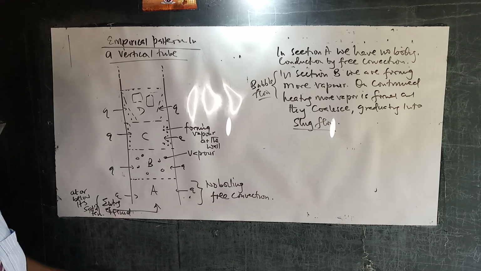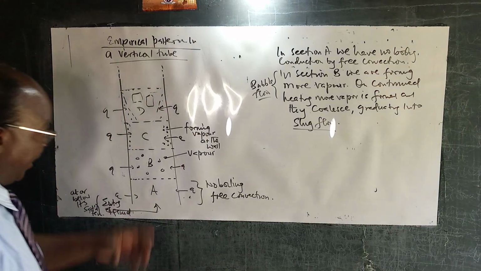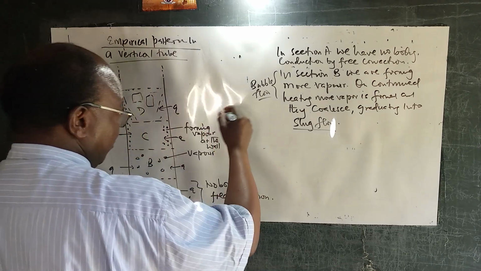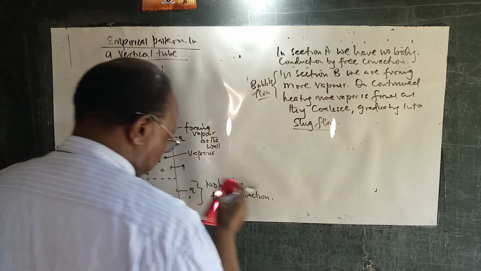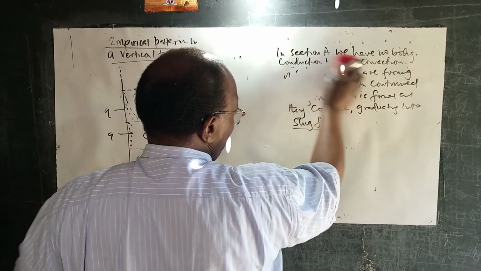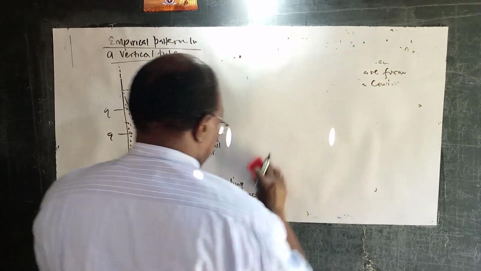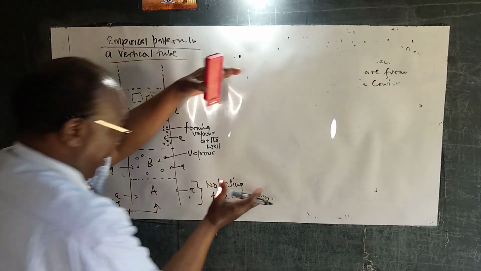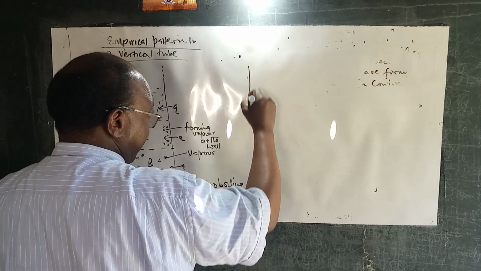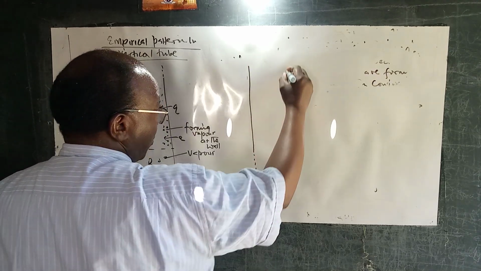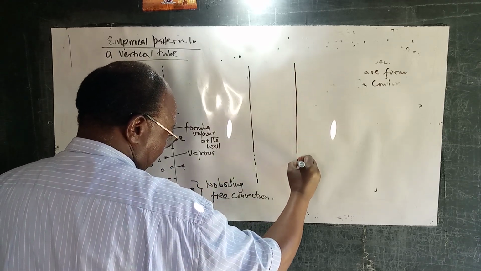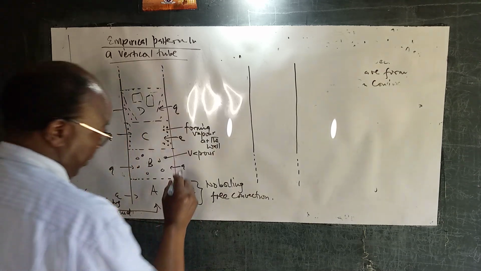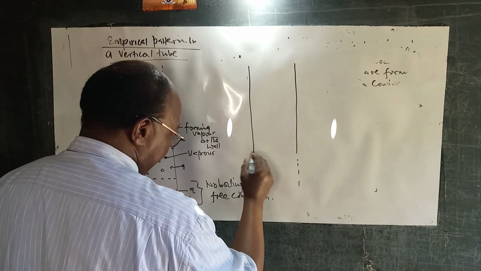And of course, on continued heating, we will graduate into the annular flow now. And remember, we want to join. Let's have the continuation. It's like we have cut our tube and we're joining it up here. So remember, we are in section D, and here we are continuing in section E.